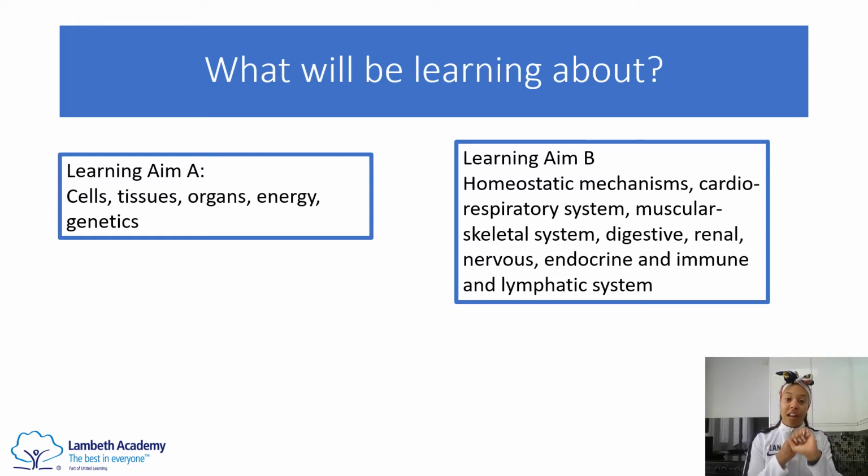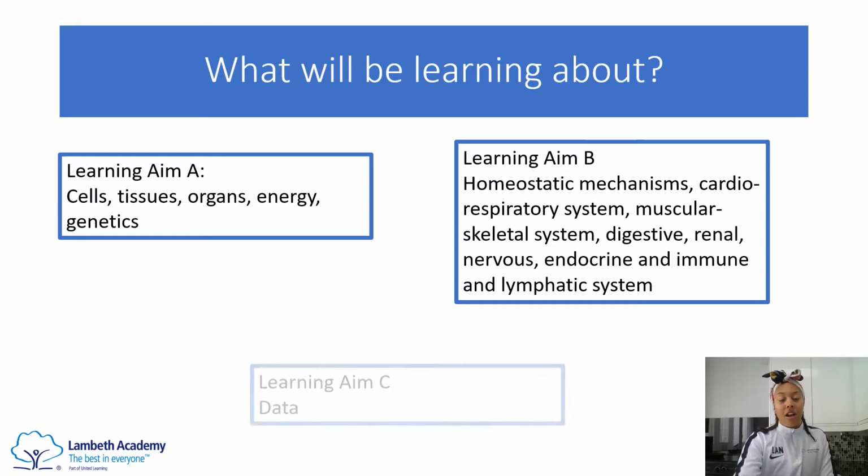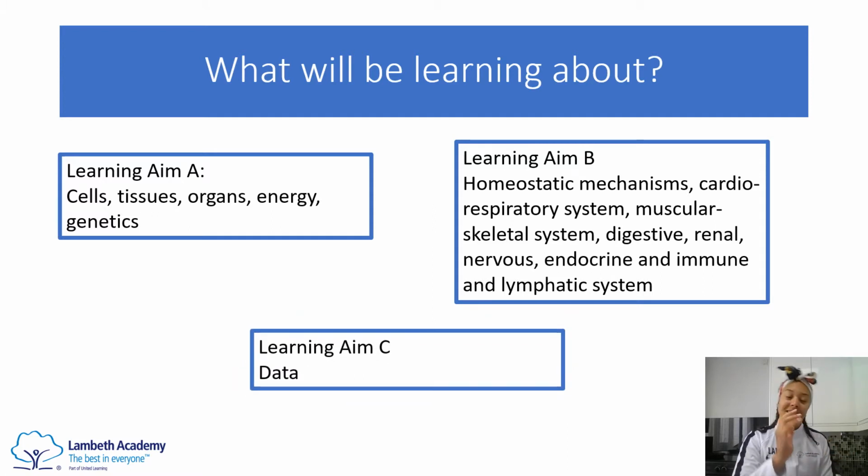And then very lastly we have learning aim C. Now learning aim C is very straightforward. It's simply looking at data and how we can use data to get a better understanding of our anatomy and our physiology.